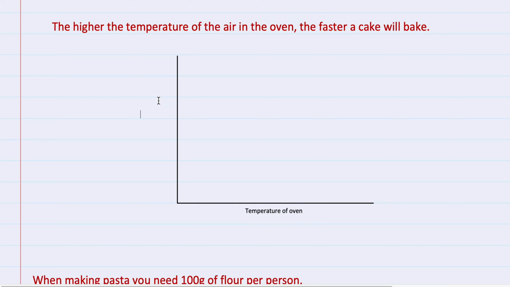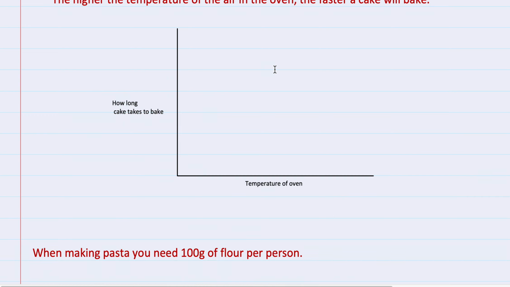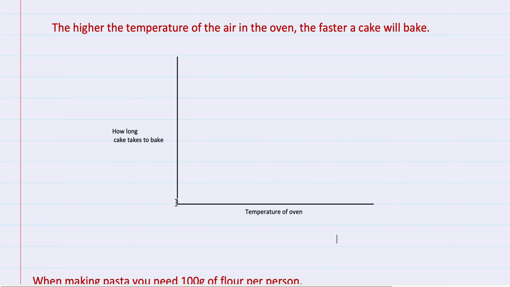And our y-axis would be how long. We would expect this to have a fairly linear relationship. So the higher the temperature, a linear relationship going negatively. So the higher the temperature, the less time it takes to bake the cake. The lower the temperature of the oven, the more time it takes to bake. So it looks something like this.